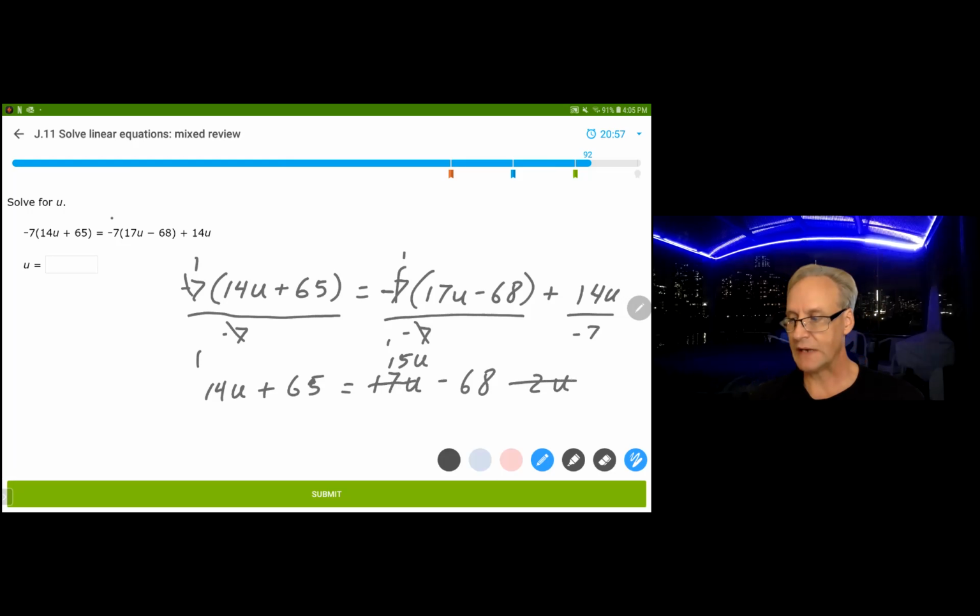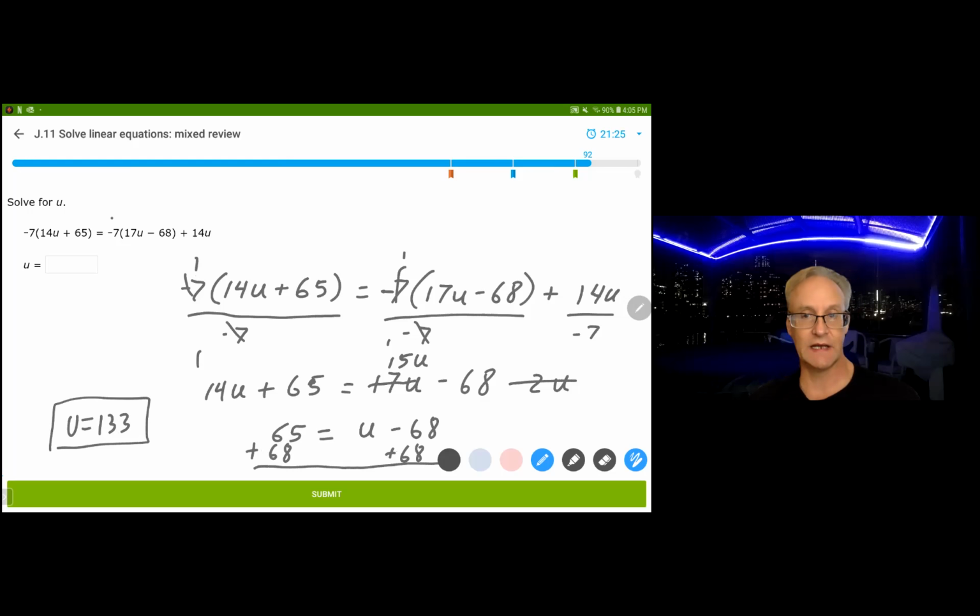And I'm going to end up subtracting 14u from both sides and getting 65 is equal to 1u minus 68. And I'm going to have to add 68 to both sides and get 133, it looks like. So add 68, add 68, and you get u equals 133. This could have been a real pain if you had distributed those -7s. Anyway, there it is.